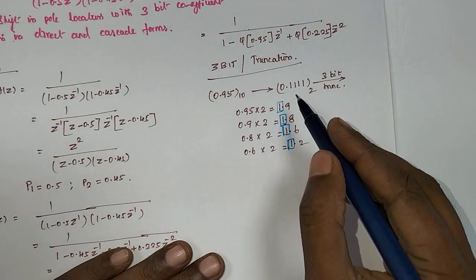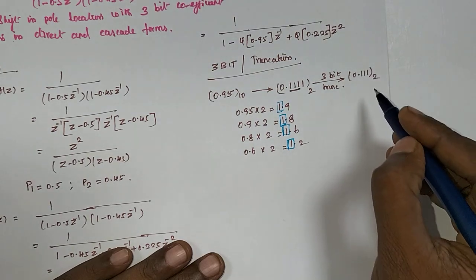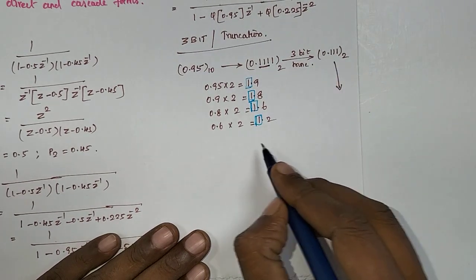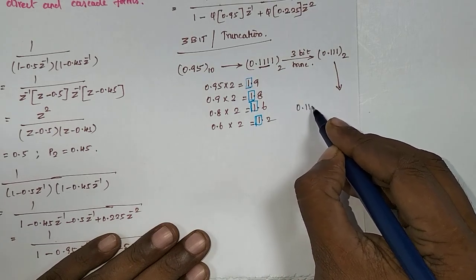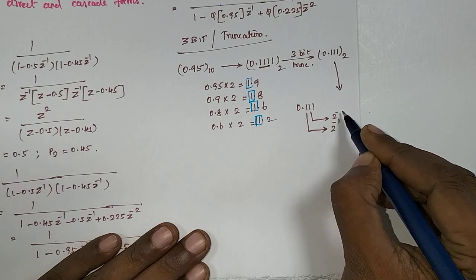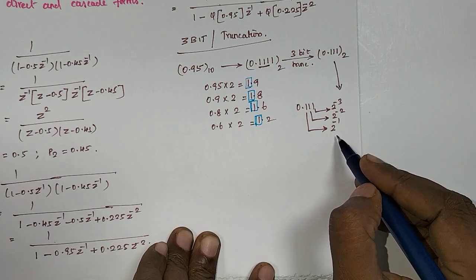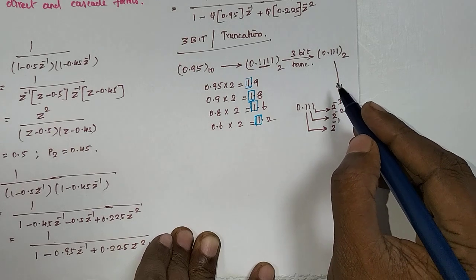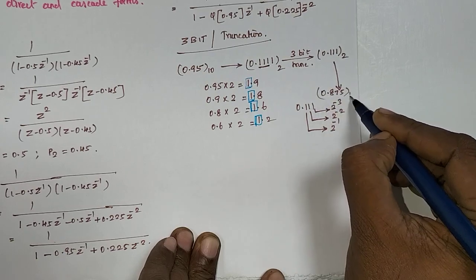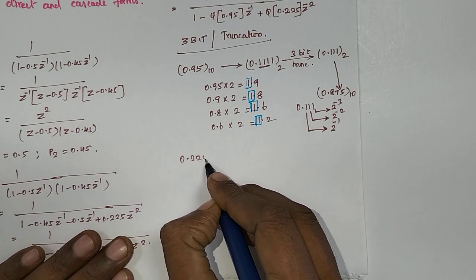After 3-bit truncation, it is 0.111. Again convert this into decimal. How to convert this into decimal? Very simple: 0.111 is 1 into 2 power minus 1, 1 into 2 power minus 2, and 1 into 2 power minus 3. Add all these: 1 by 2 plus 1 by 4 plus 1 by 8, which is equal to 0.875. So that is the decimal value. Similarly, do it for 0.225.